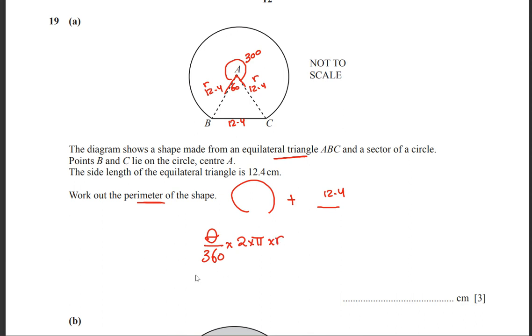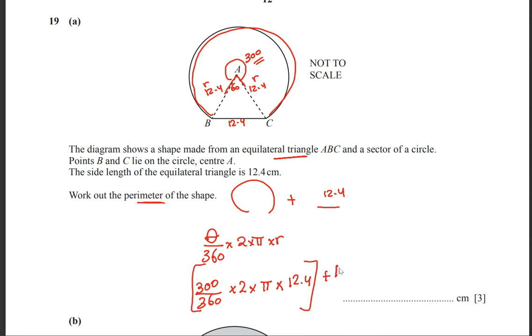Okay, theta is what? Which arc? I want BC, which is the major, not the minor. So the angle of it is 300. So 300 over 360 multiplied by 2 multiplied by pi multiplied by the radius, which is 12.4. All of this plus 12.4, and get the answer on the calculator. It will be 77.3.